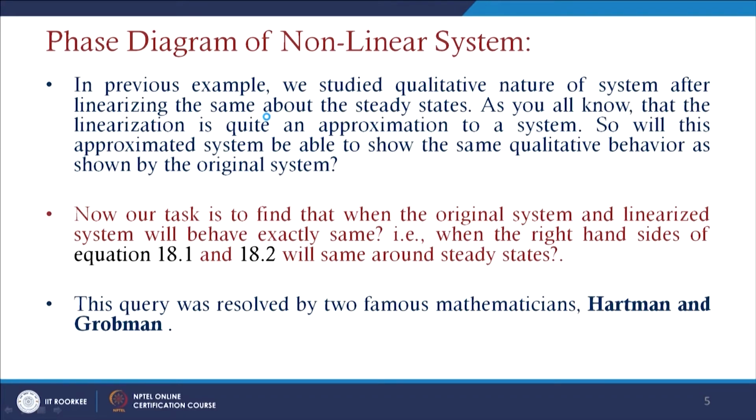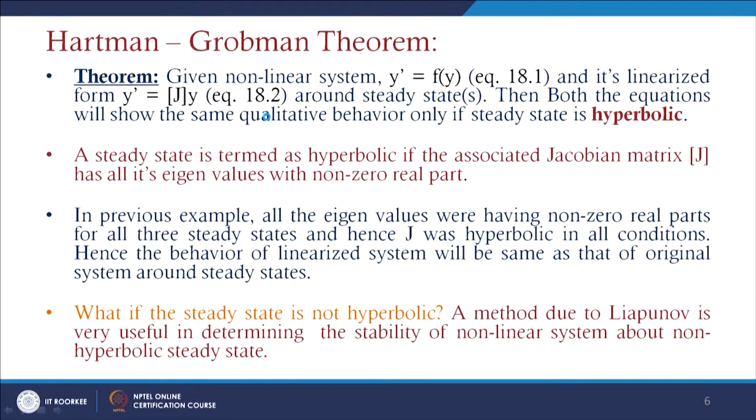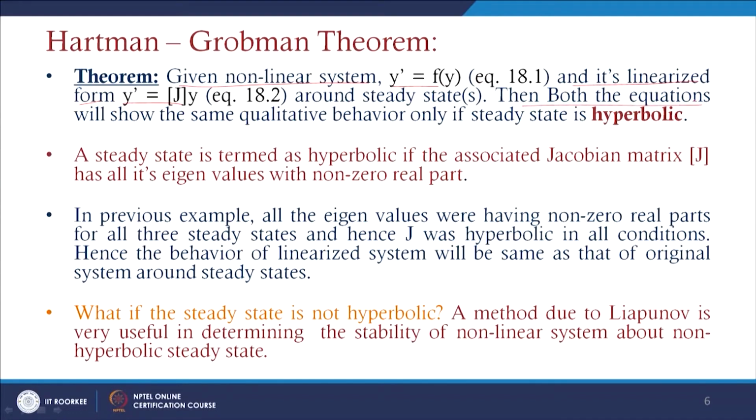And this query was resolved by two famous mathematicians, Hartman and Grobman. The statement of the Hartman-Grobman theorem is that suppose we have a nonlinear system y dash equals f of y, and its linearized form y dash equals J y, where we use the Taylor series expansion to linearize the system. Obviously, many methods are available, but we picked the Taylor series method around the steady states. Then both these equations will show the same qualitative behavior only if the steady state is hyperbolic.